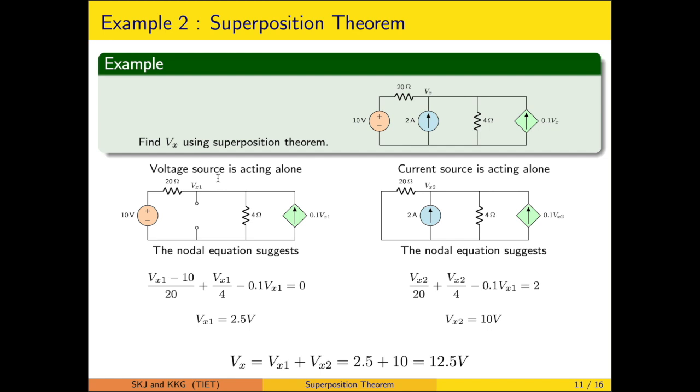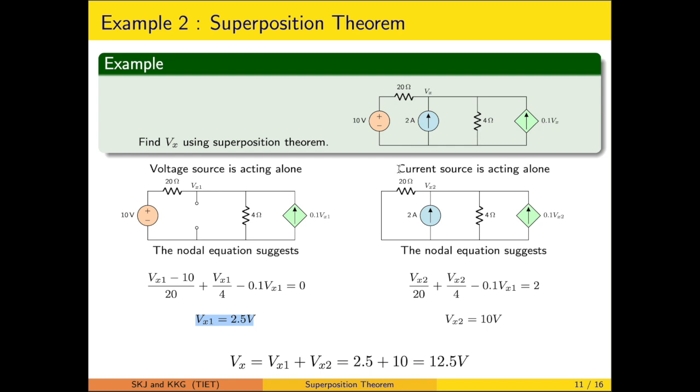So when the voltage source is acting alone, the current source is open circuited. The resulting equation is solved by the nodal method, and that is given the nomenclature Vx1. The nodal equation is (Vx1 minus 10) upon 20 plus Vx1 upon 4 minus 0.1 into Vx1, because this is injected into the node. That results in the 0 value, and when we solve this, it gives the value Vx1 equal to 2.5 volt.